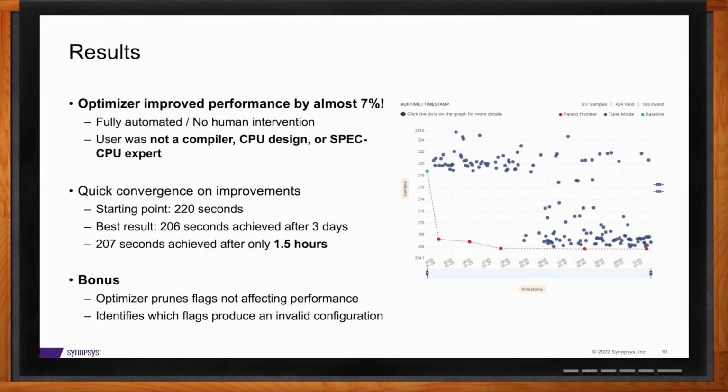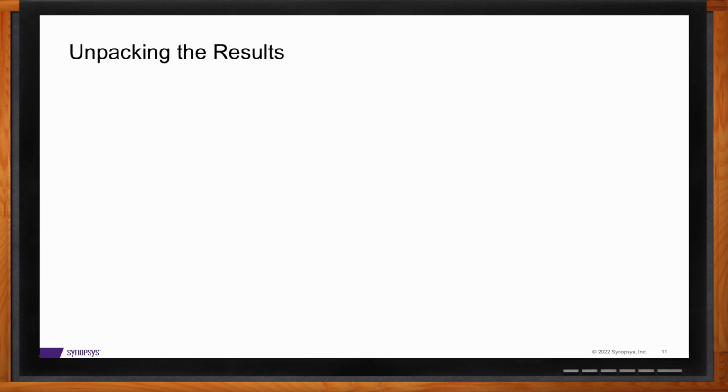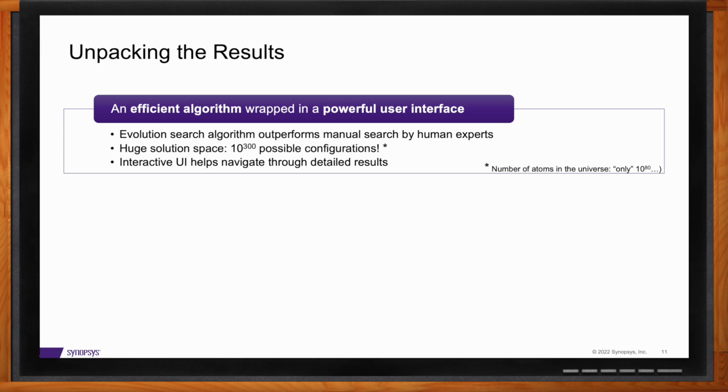That's also how it's able to converge really quickly on the optimal configuration. And so if I unpack the results and peel the onion here, one reason why that tool is so efficient goes back to the algorithm. This is based on an evolution algorithm that, to this date, no human was able to beat. We have yet to find an expert, a human, who manually was able to find a better configuration than what this tool was able to produce.